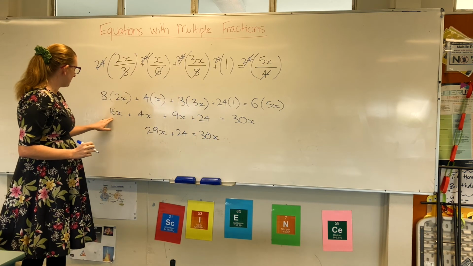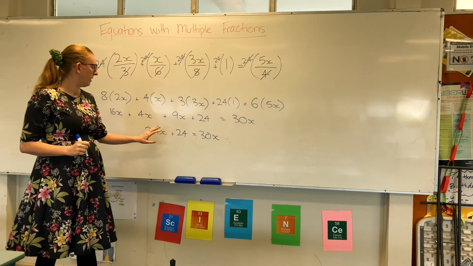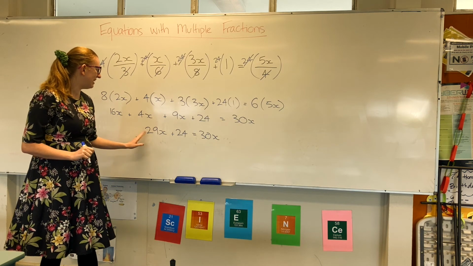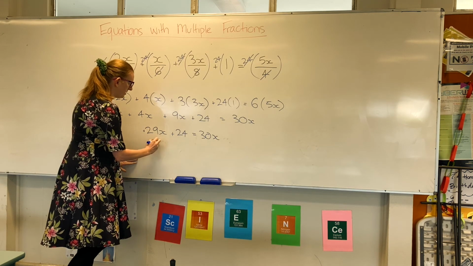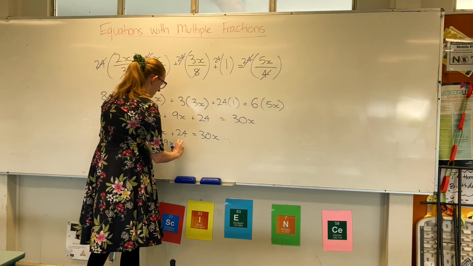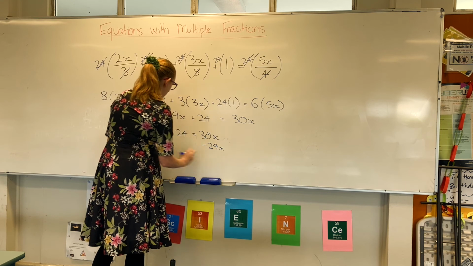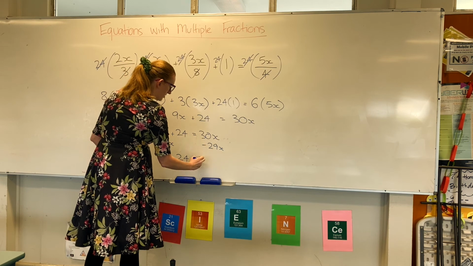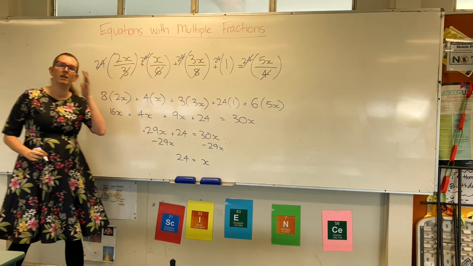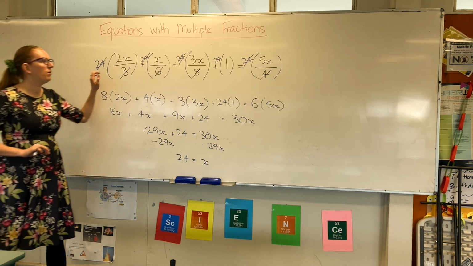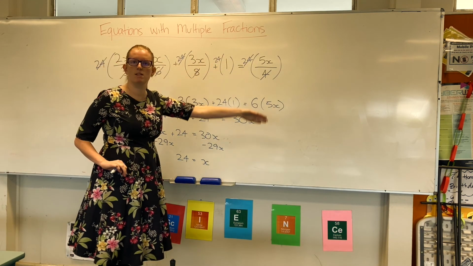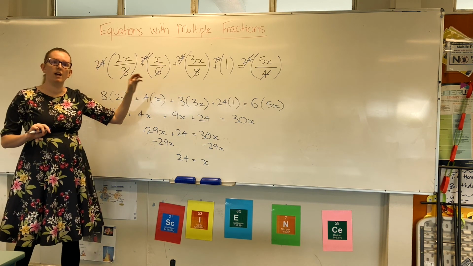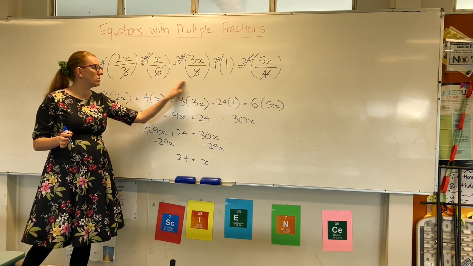Let me just double check my working. 16, 20, 29. Yep, okay, cool. So now I've got to move my x's to one side. So how do I move 29x? Because it's positive, I'm going to minus 29x. Minus 29x. So now I've got 24 is equal to 30 minus 1. That's just x. There you go, x equals 24. Happy days. So no matter how many fractions and other random numbers and stuff you've got shoved in a question, you can solve it by just putting everything in brackets and choosing a magical number that all of your denominators fit inside.